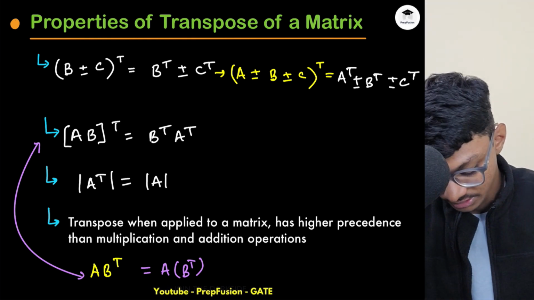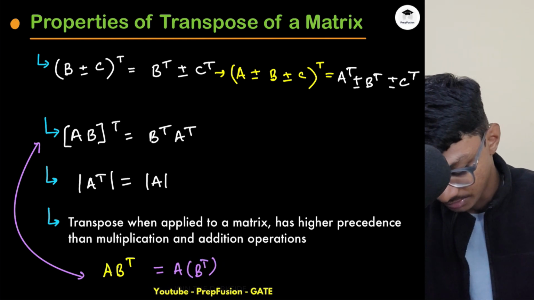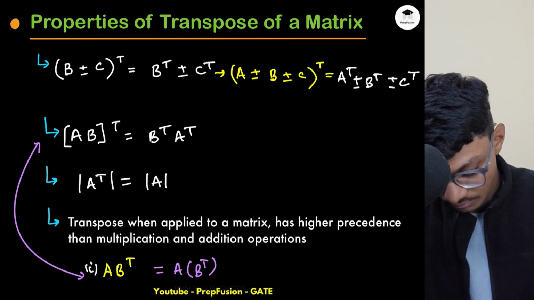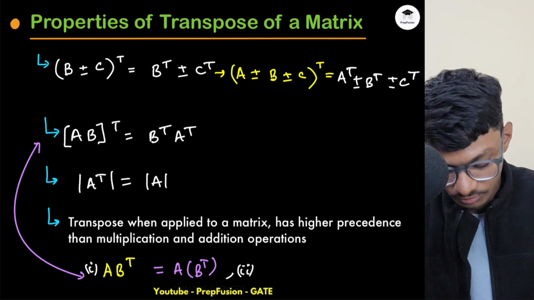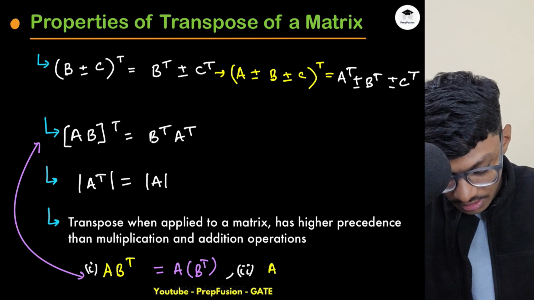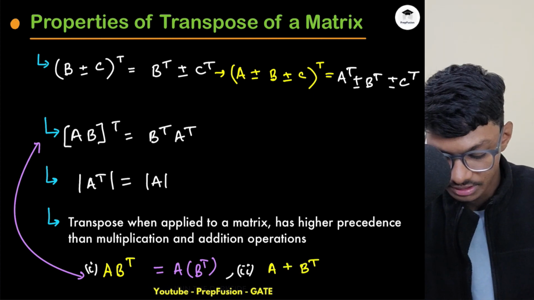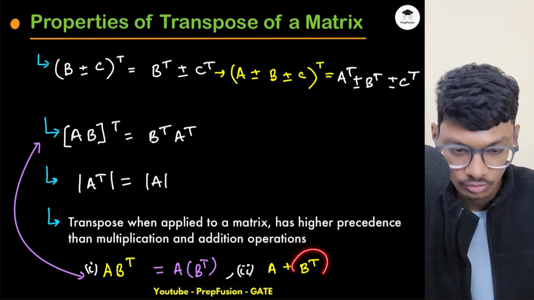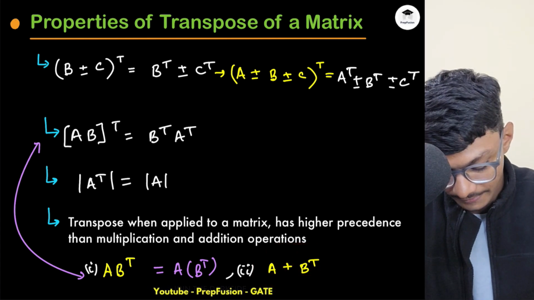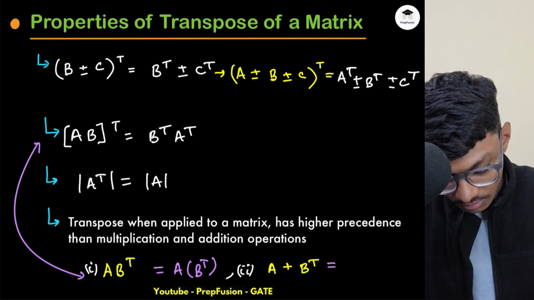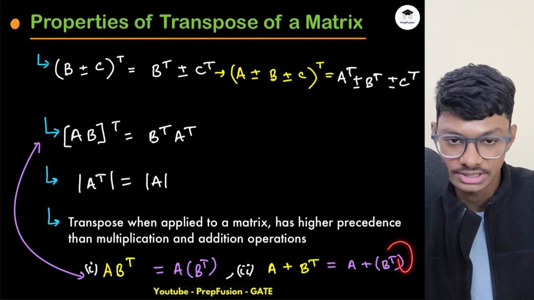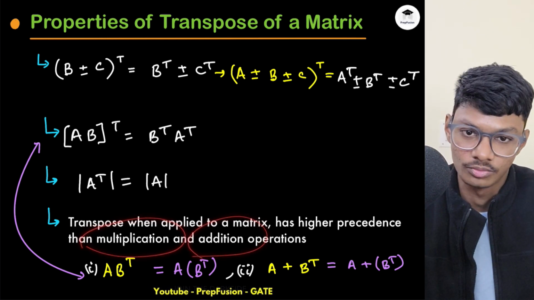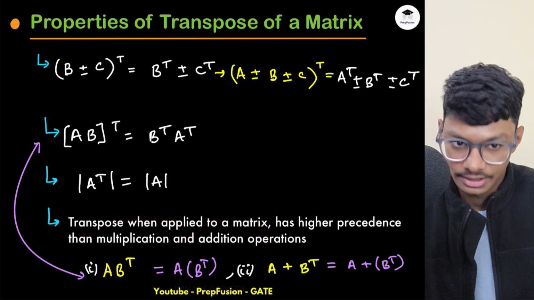So this is one example. I can tell you another example also, which is simpler. You have A plus B transpose. Now obviously you won't do the addition first. What you will do is the transpose first. So here, for A plus B transpose, you will first do the transpose, then you will do the addition. So obviously, transpose always has higher precedence over multiplication and addition operations. So these are a few key points about transpose.